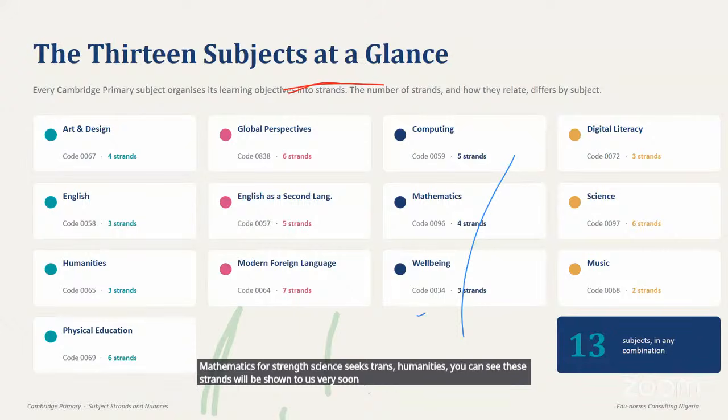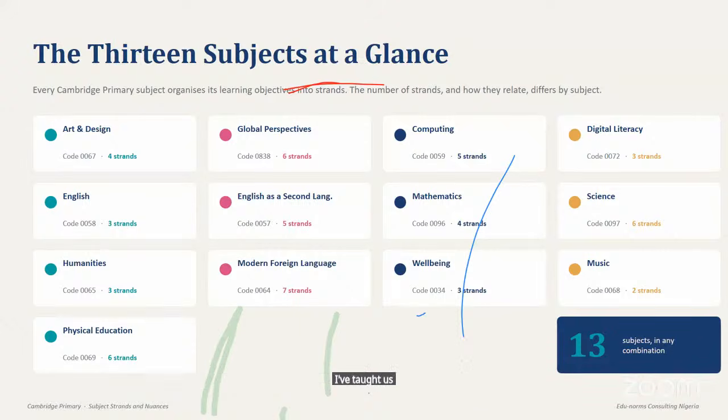I've told us what a strand is, that a strand is simply an aspect of a subject. But why the strand system? That's one of the core reasons why we are here tonight. Why the strand system?